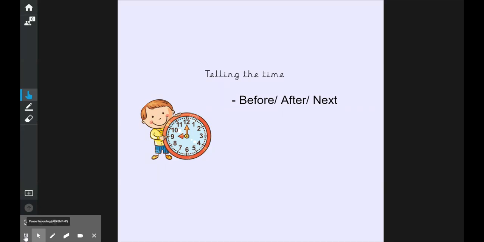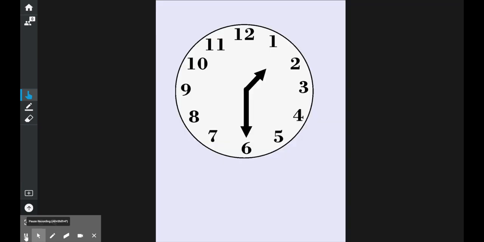Today we're going to start looking at comparing and ordering times using the words before, after, and next. Let's start off with a little warm-up of everything we've been looking at this week. On the board there is a clock. Can you work out what time this clock is saying?